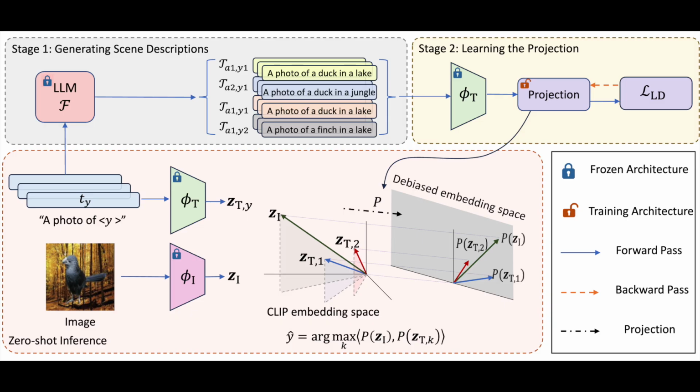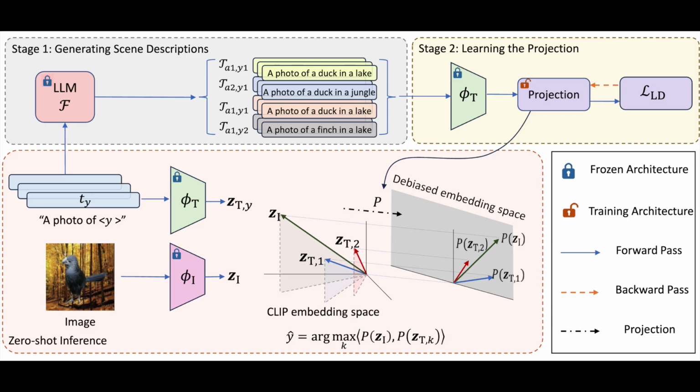In stage 1, given prompts like "a photo of a class name", the LLM outputs common spurious attributes and scene descriptions that mix classes and attributes. This leverages the LLM's internal co-occurrence statistics to surface likely biases, no labeled image required.